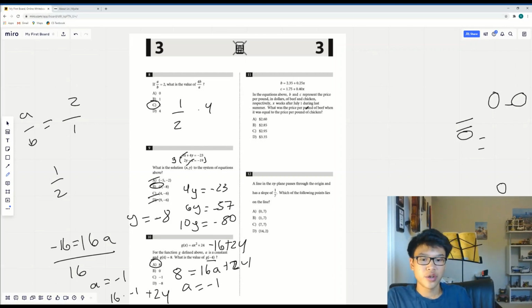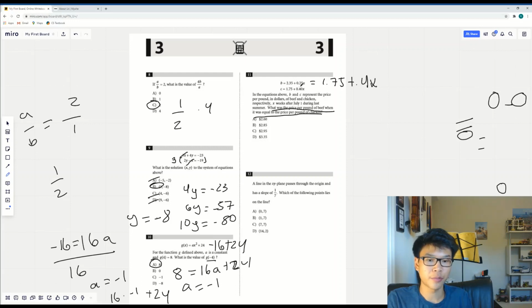In the equation above, B and C represent the price per pound in dollars. Skip. What was the price per pound of beef when it was equal to the price per pound of chicken? So we have to set these two equal to each other. So this is equal to 1.75 plus 0.4x.